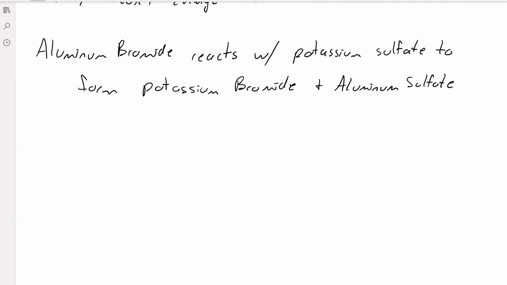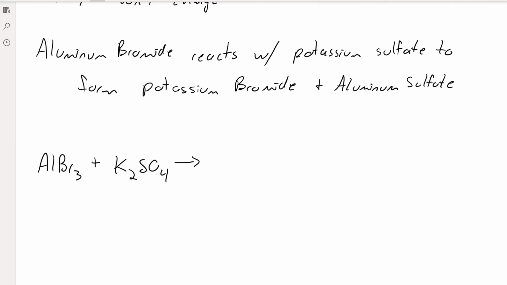So we have aluminum bromide. If you think back to the periodic table, or maybe you've memorized it at this point, aluminum has a charge of +3, while bromine has a charge of -1. So we need 3 Brs for every Al. So it is AlBr3. And then potassium sulfate. Sulfate is one of your polyatomic ions, SO4 2-. Potassium is K+. So we need 2 potassiums for every 1 sulfate. So potassium sulfate is K2SO4.